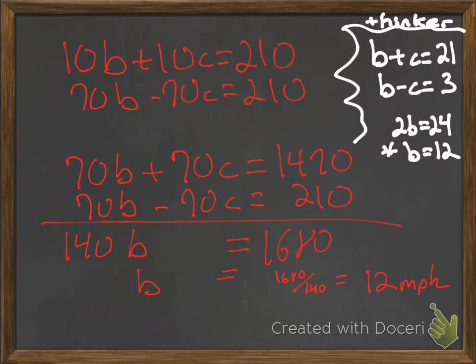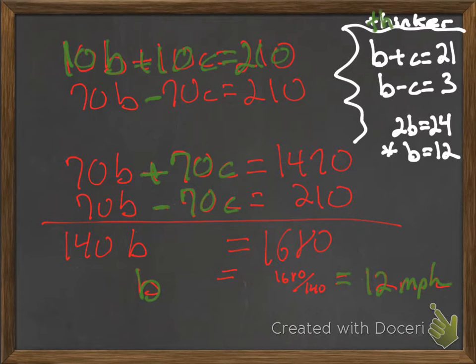In red, using the elimination method with the equations that I started with, we would have to get our 10b plus our 10c equal to 210 and create opposites in the place of the equations with the c variable, since we already had a plus and a minus sign. Solving for b in this case, we find that b equals 12. So 12 miles per hour would be the rate of the boat.